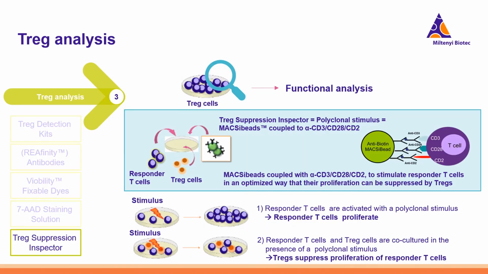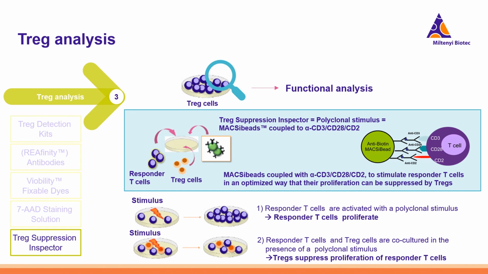For the functional analysis of your Tregs, I would recommend our Treg Suppression Inspector kit. In this kit, we have the Treg Suppression Inspector, which is a polyclonal stimulus, MACSiBeads, coupled to anti-CD3, CD28, CD2. And these beads are optimized to stimulate responder T cells to proliferate. However, when the T cells are co-cultured with functional Tregs, their proliferation can be suppressed.